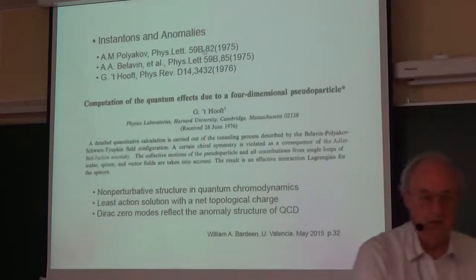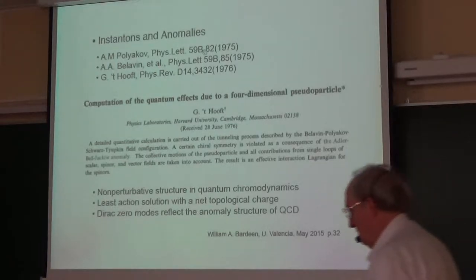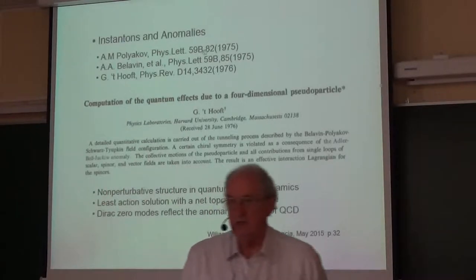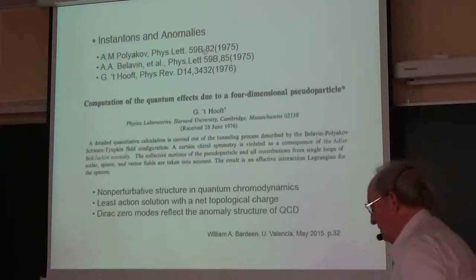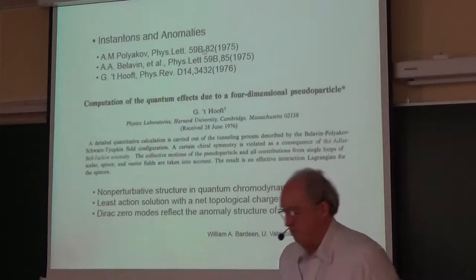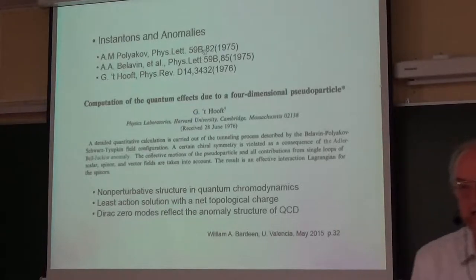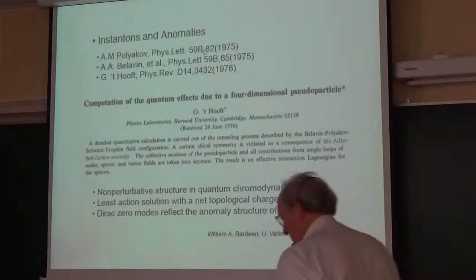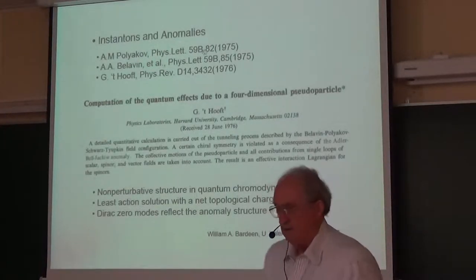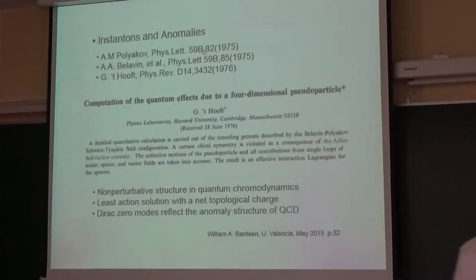Another remarkable paper is a paper by 't Hooft. Instantons have been discovered as a classical solution to the Yang-Mills field equations by Polyakov et al. And this classical solution represented the least action solution where there was a net topological charge of the gauge field. I haven't actually defined that, but he's studying the non-perturbative aspects of QCD. So we're looking at the QCD Lagrangian, and as I say, the instanton is a non-perturbative but semi-classical solution.